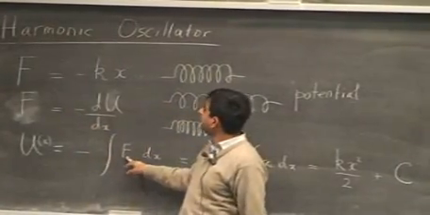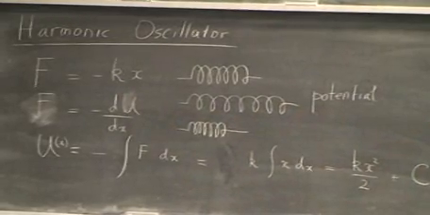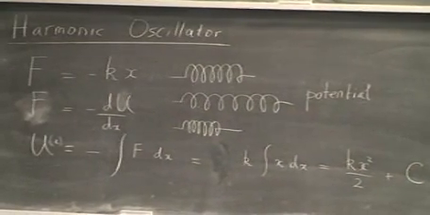So this negative sign comes from here and then F is negative, so both of these negatives cancel out. Could you please plot U versus X?